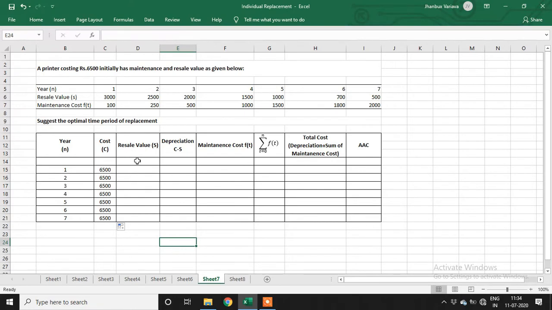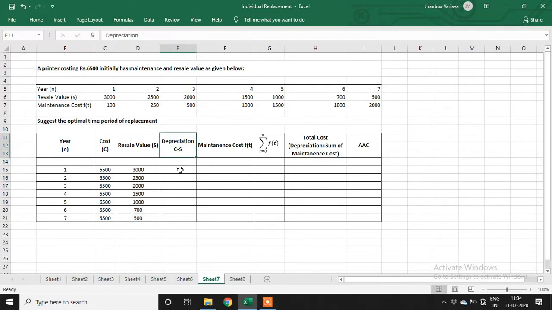Now the third column will be the resale value. The resale values are given in the above table, where for first year it is 3,000, for second 2,500, third 2,000, fourth 1,500, fifth year 1,000, sixth 700 and seventh 500. So we have to write them down over here. For first year it will be 3,000, then for second year 2,500, third year 2,000, then 1,500, then 1,000, 700 and 500. Okay, so this is the resale value. These values are already given to us, so we are writing them from the above given data.